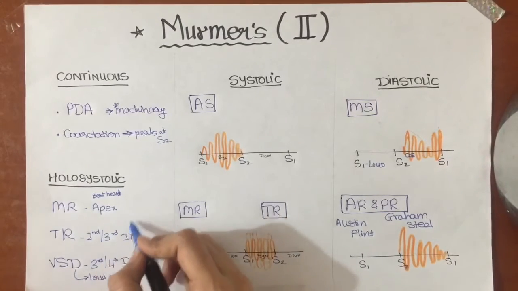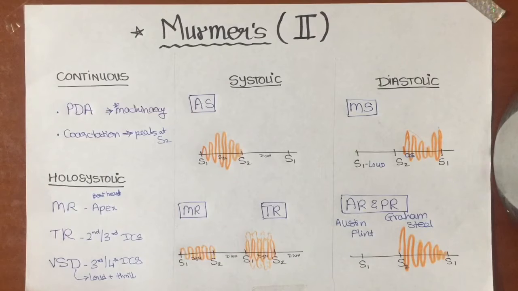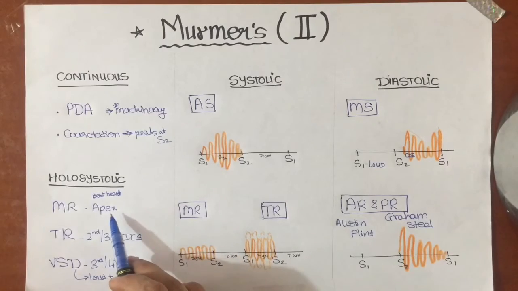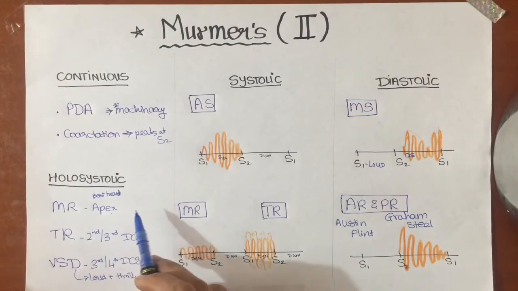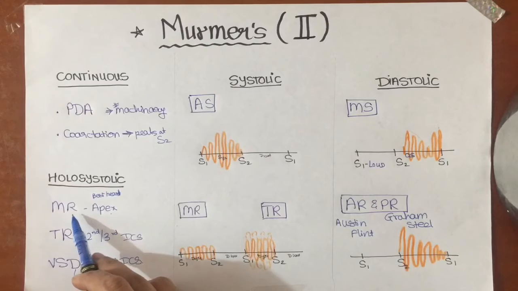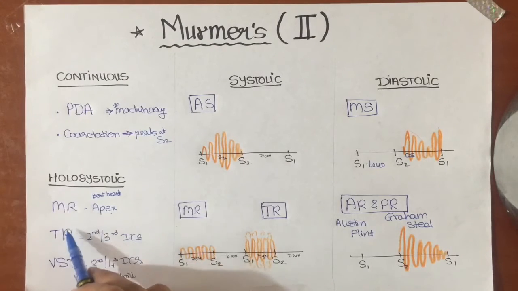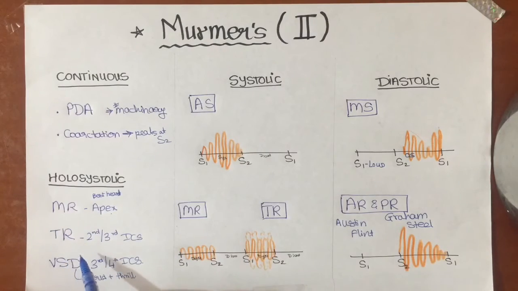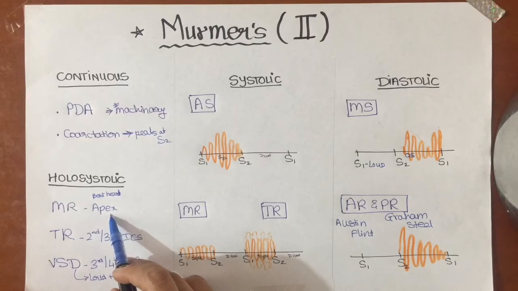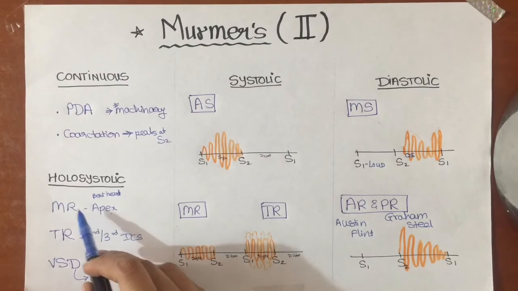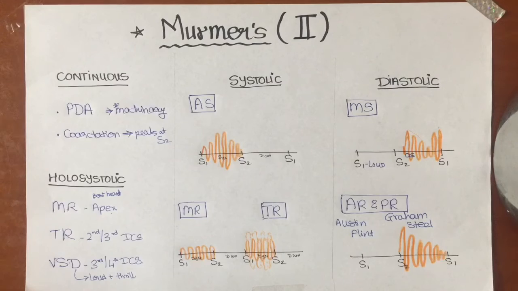Now why do we need to remember all this? Because when a case scenario is given and it is described that a systolic murmur was best heard at the apex, we know that it is a systolic murmur, that is, it can be either mitral regurgitation, tricuspid regurgitation, or VSD. And when they mention best heard at apex, we come to the diagnosis of mitral regurgitation.